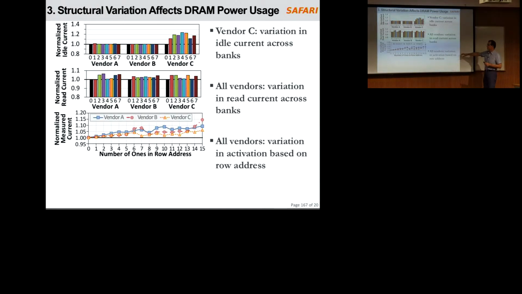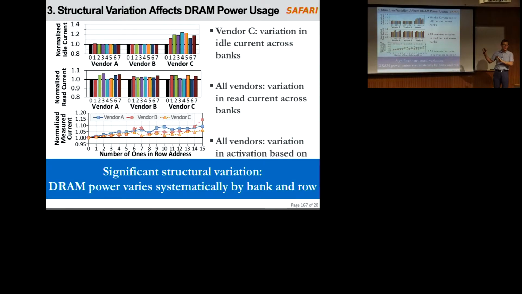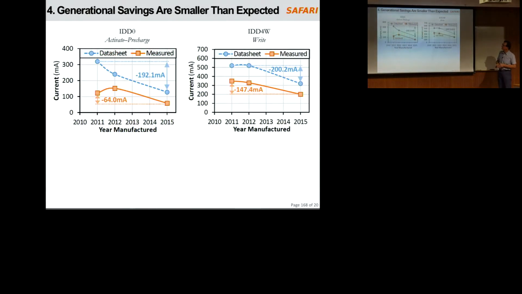And there's a big variation in activation based on the row address. So some row addresses draw more current, depending on the number of ones in the address, which is also really interesting, and there's more analysis in the paper. Some of these we don't fully understand at this point, but this is the data from real chips. Okay, basically DRAM power varies systematically by bank and row as well, as we can see. So this is maybe the number 4.